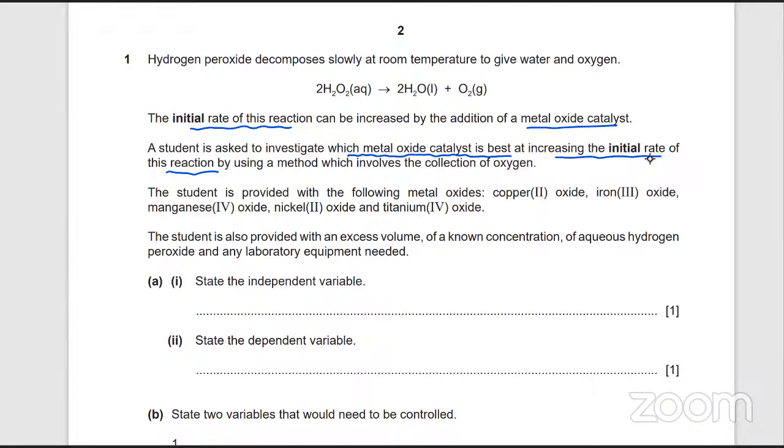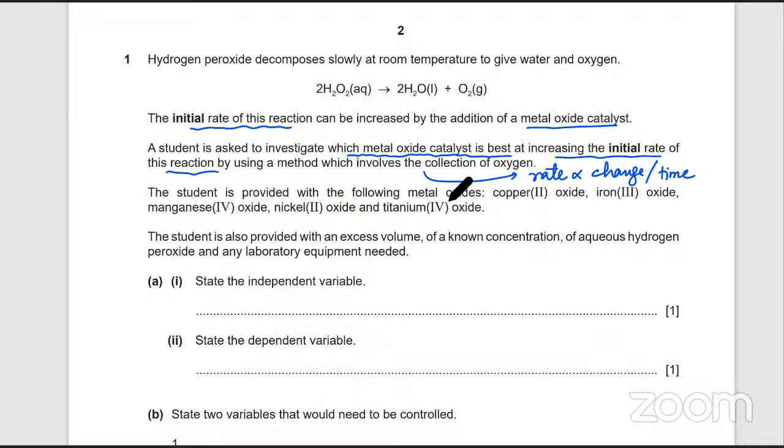Now, what is rate? Rate is any change happening with respect to time, how quickly that change is happening. So in this case, what is rate? You're going to collect gas, so you're going to figure out how quickly that gas is being collected.